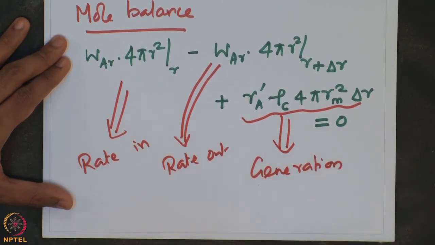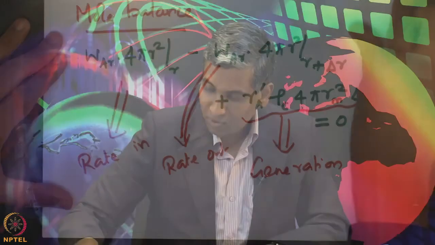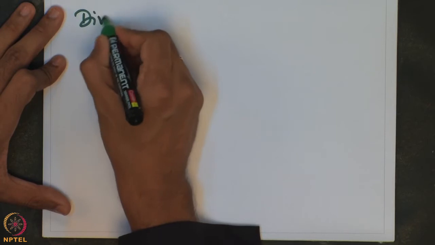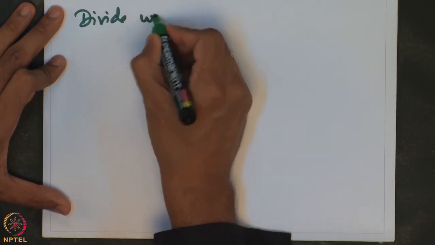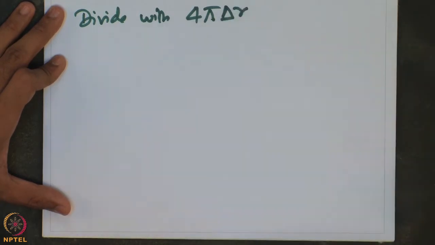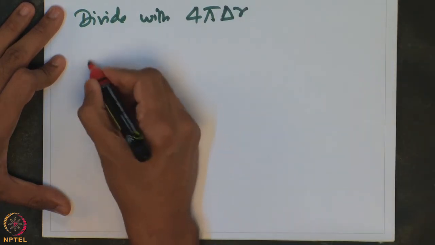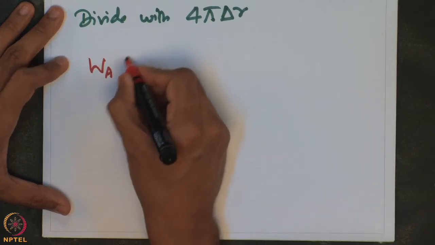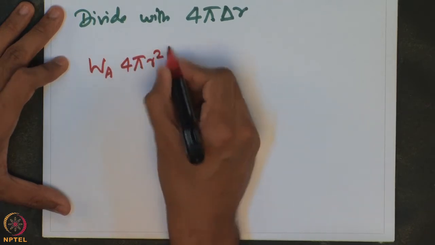So, that completes the balance, and let us now do a little algebra here and modify this balance that we have written. You can modify this balance by dividing the expression by 4 pi delta r. So, suppose we divide with 4 pi delta r, and so the expression becomes W A 4 pi r square.